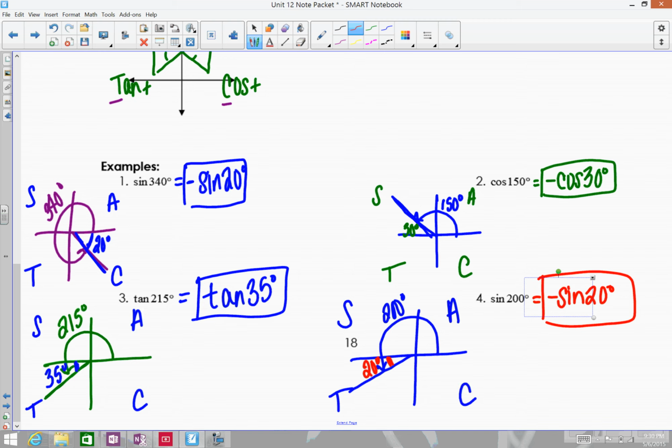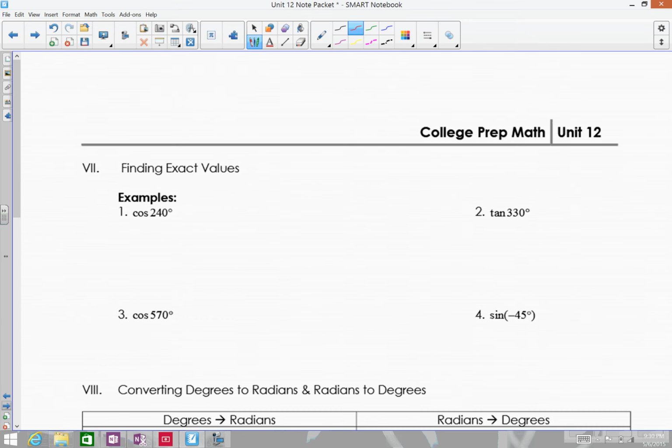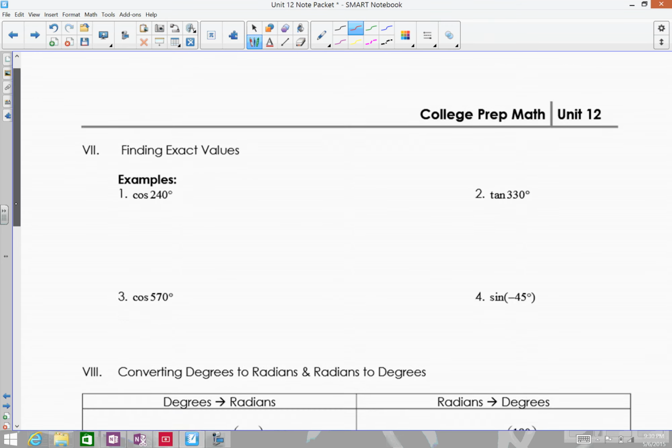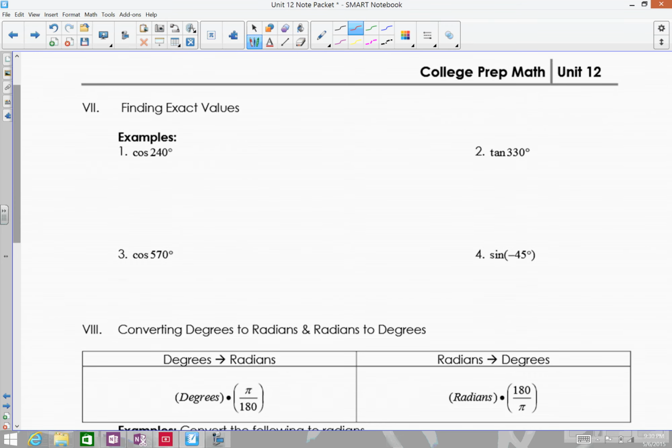So that's really the process for these. Now let's go to the next page and let's look at how do we actually get a number for these. So instead of leaving it as a trig function, how do we evaluate it? So let's go to this last set of examples here. And this is what we call finding exact values.